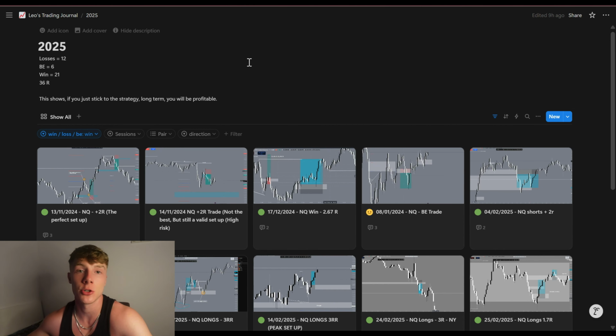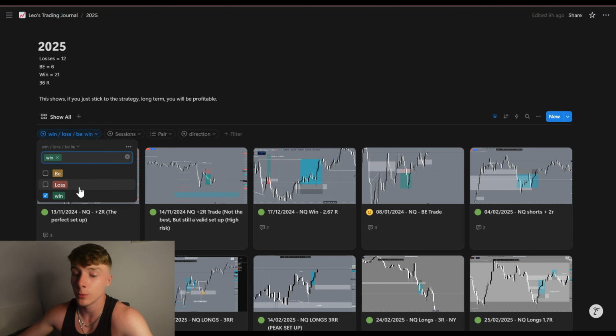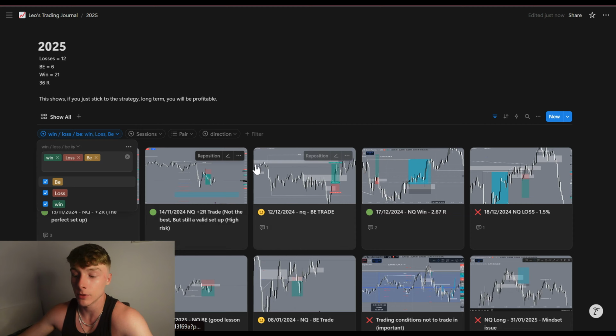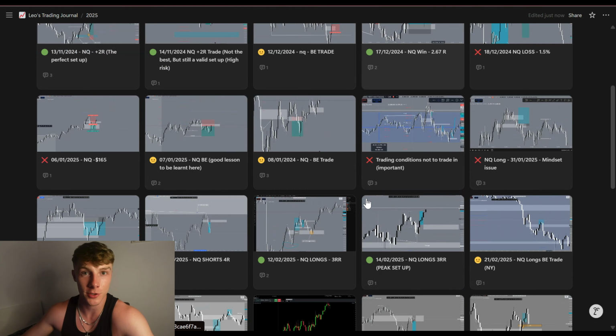So let's get into a little bit of a trade breakdown to help you understand those confluences a little bit further. For this example, we will use our winning trades, but just for transparency reasons, you can see that we do have losing trades, of course.